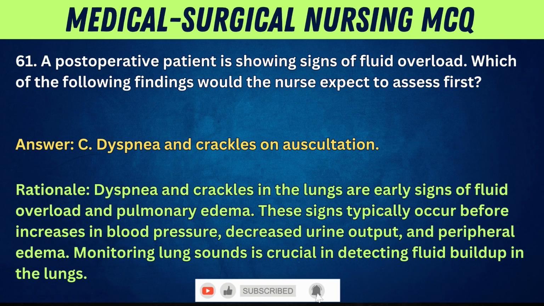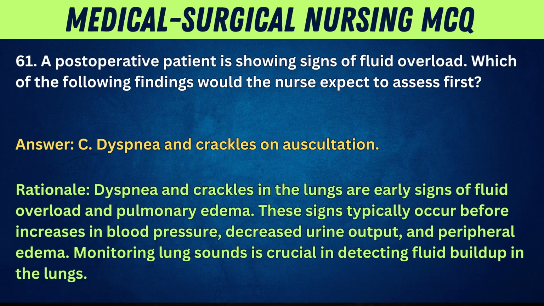Rationale. Dyspnea and crackles in the lungs are early signs of fluid overload and pulmonary edema. These signs typically occur before increases in blood pressure, decreased urine output, and peripheral edema. Monitoring lung sounds is crucial in detecting fluid buildup in the lungs.